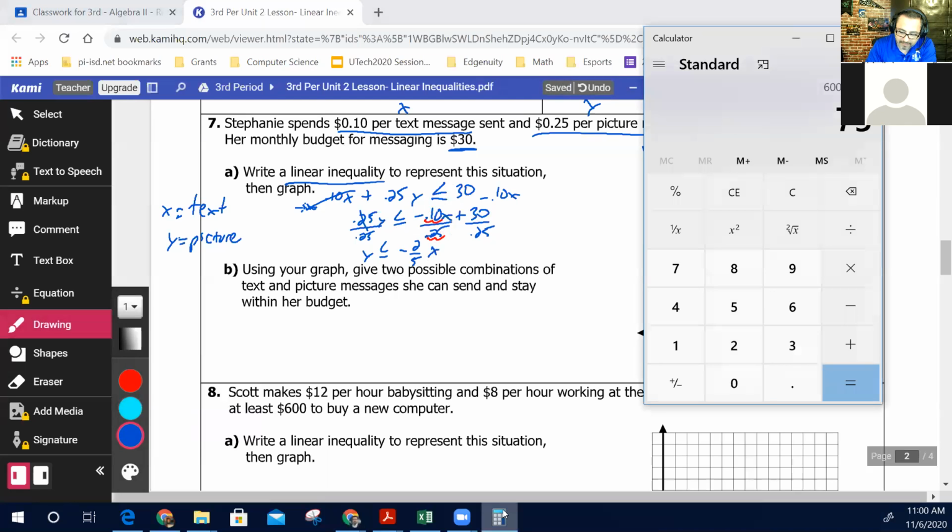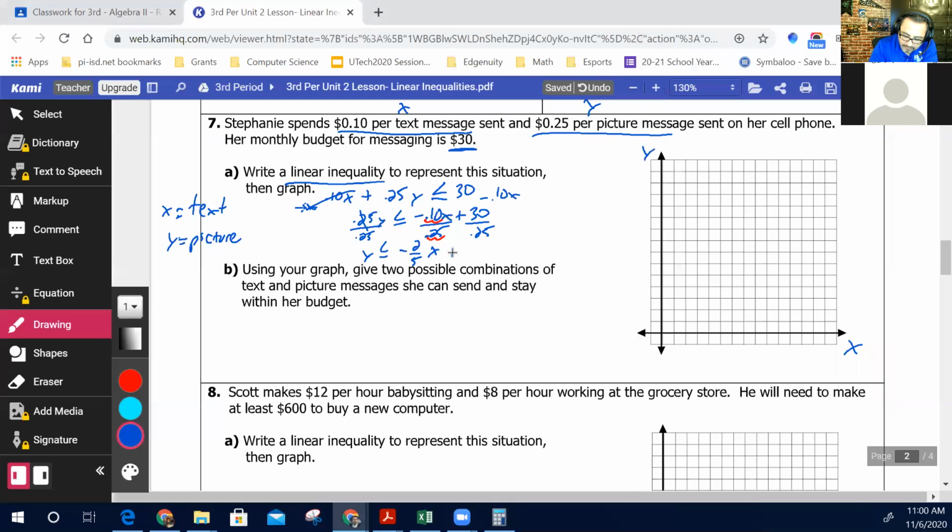Now I have 30 divided by 0.25. Okay, that one, I'm gonna have some difficulty there. So let's give it a go. 30 divided by 0.25. That's 120. So let's write that down. 120. So my inequality is y is less than or equal to negative 2 over 5x plus 120. Okay. So I have converted this to slope-intercept form.